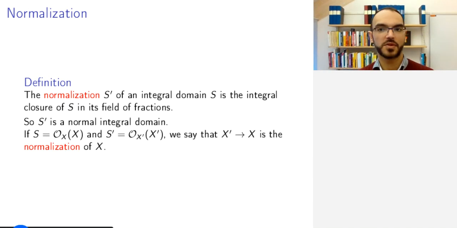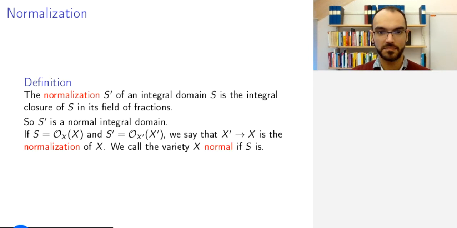We will use the same terminology for varieties. So if S is the coordinate ring of some variety X, and S prime is the coordinate ring of some variety X prime, which they are by the equivalence between rings and varieties, then we say that X prime mapping to X, this map corresponding to the ring extension, is the normalization of X. And we call the variety normal if its coordinate ring is normal.